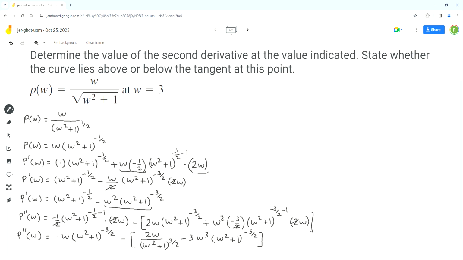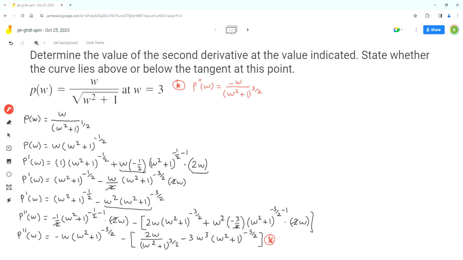Now we can simplify this further, so we can continue at the top in a different color to make it easy. So let's put the cross sign here. We'll just continue here. So we'll start with the second derivative of P at W. In the first part, we can move W squared plus 1 to the denominator to make its exponent positive. So negative W over W squared plus 1 exponent 3 over 2.